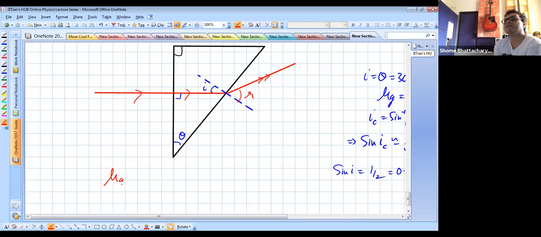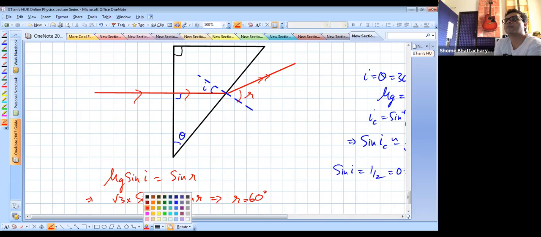So refractive index of glass into sine I is equal to air, which is 1, into sine R. So you can say root 3 times sine 30 degrees is equal to sine R, and that will give you R as 60 degrees. Now once you got R as 60 degrees, in this question it makes sense to understand what the deviation is. So pay attention here, I'll explain to you.